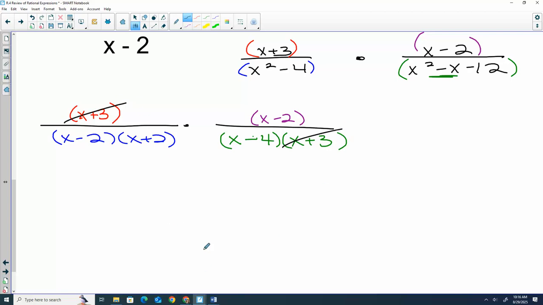Anything else? If there's nothing left on the top, what do I put? It's just a 1. It's like if anything was divided by itself, it turns into a 1. And then on the bottom I have x plus 2, x minus 4.